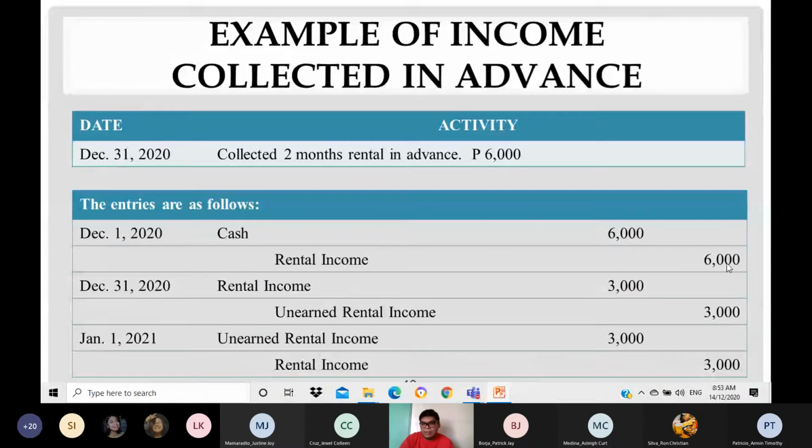And then for this one, 3,000. Ay hindi mo na nako-consume. Then pagdating mo ng January 1, reverse the entries lang. Yung unearned income naman yung naka-debit, and then yung rental income naman yung naka-credit. 3,000 and 3,000.